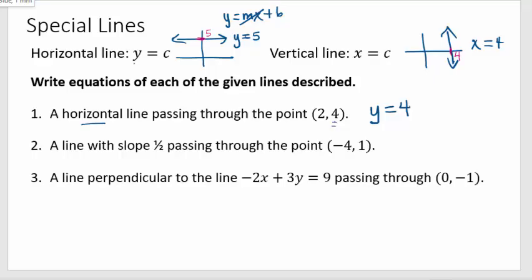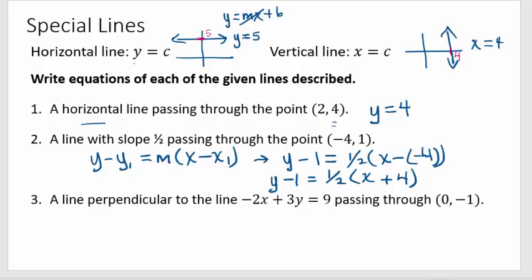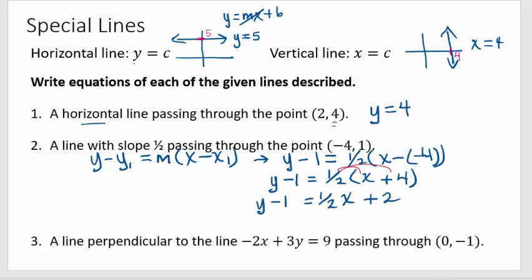In number 2, we're given a line that has a slope of 1/2 and passes through the point (-4, 1). Because this point is not the y-intercept, I may use point-slope form to find our equation. And then just simplify, which gives us y minus 1 equals 1/2 times the quantity x plus 4, and distributing on the right to get 1/2 x plus 2, and then adding 1 to both sides. So y equals 1/2 x plus 3 is the slope-intercept form equation of the line described.